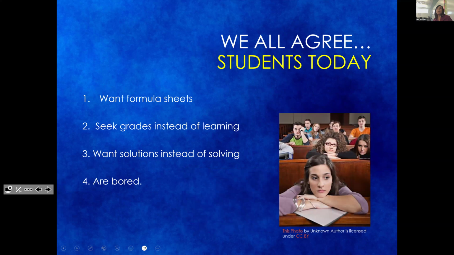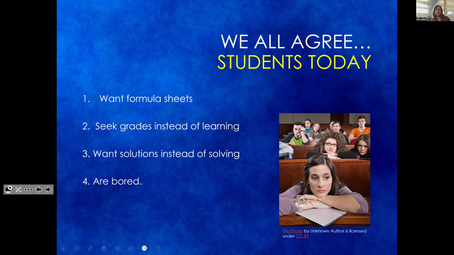So in chemistry, anyway, we all agree that students today want their formula sheet. They seek grades instead of learning, and they want solutions instead of actually solving the problem, especially in chemistry where it's sequential. So it's really important that I see the work and not just the answer.